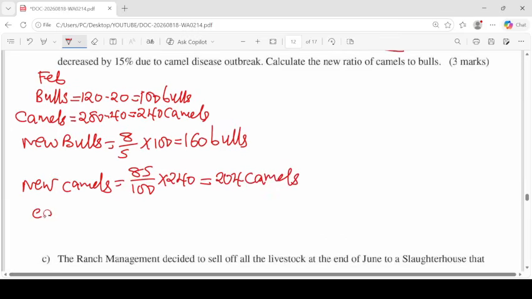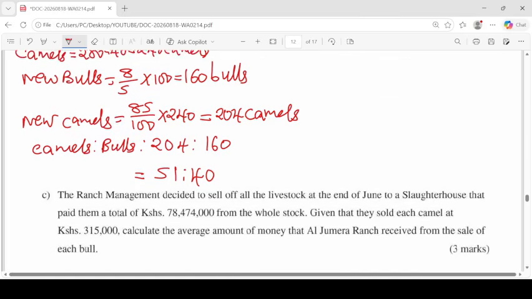So when they want the ratio of camels to bulls, we are going to take 204 is to 160, which is equivalent to 204 over 160, ladies and gentlemen. We are going to get 51 is to 40. The ratio is 51 is to 40. That is how you compute that particular case.